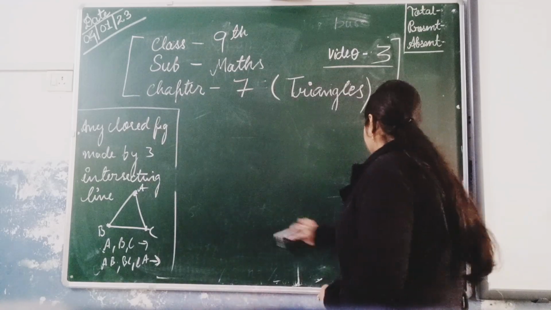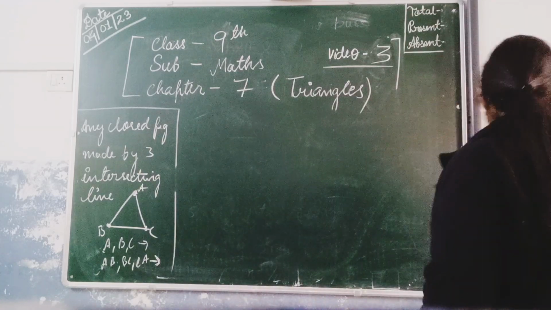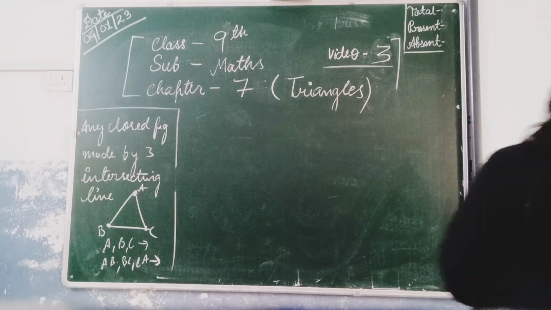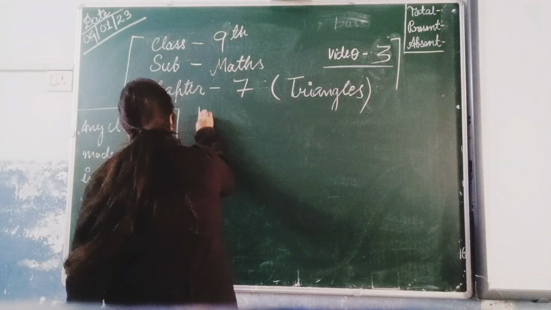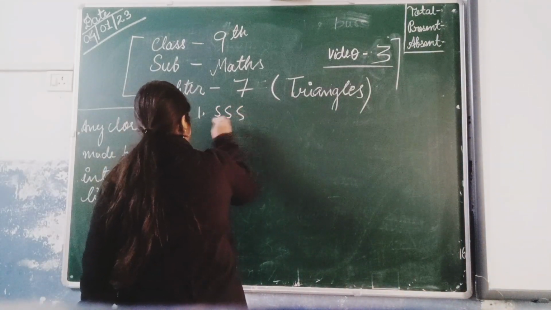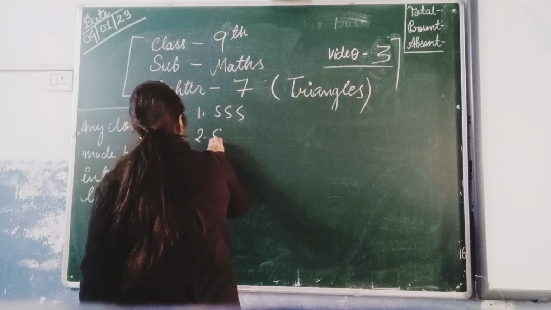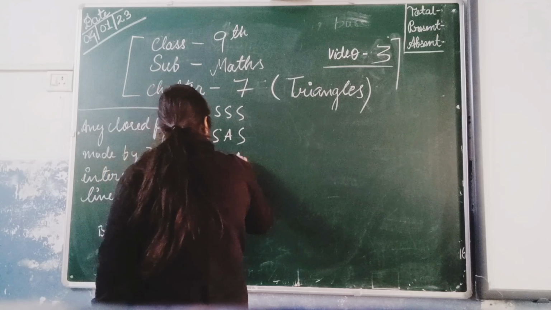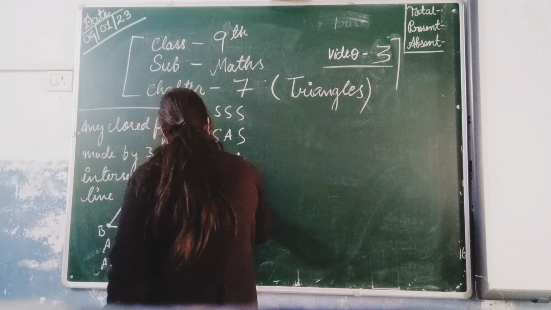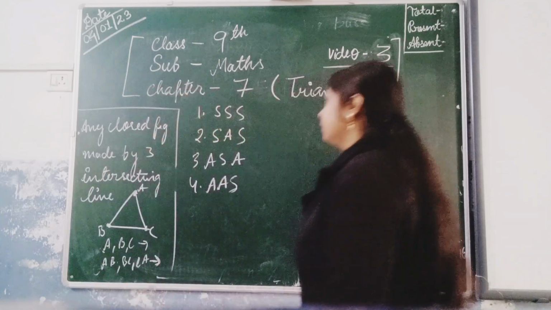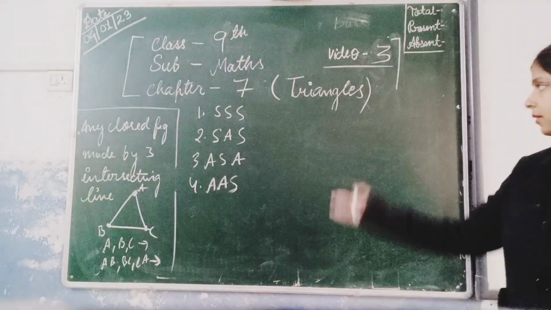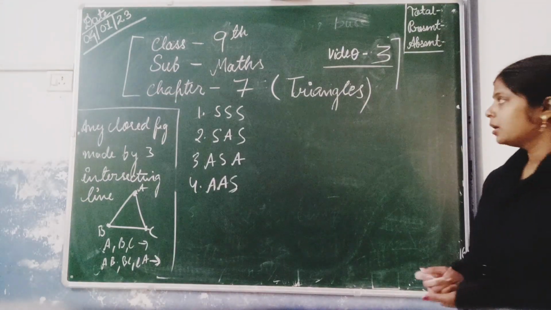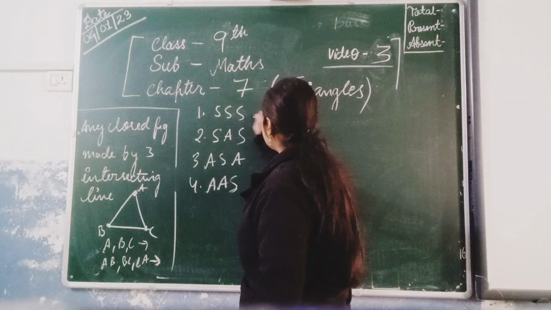We will discuss one by one different criteria. So we know the first criteria is side, side, side. Second is side, angle, side. Third, angle, side, angle. Fourth, angle, angle, side. We have 4 criteria, that is written here. Okay. So first we will discuss side.